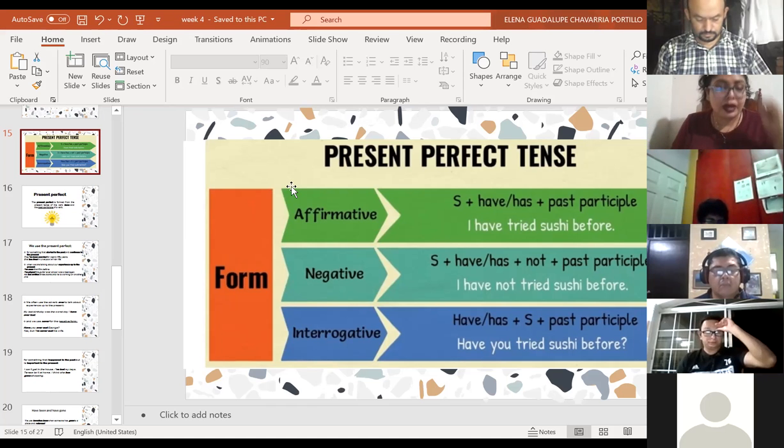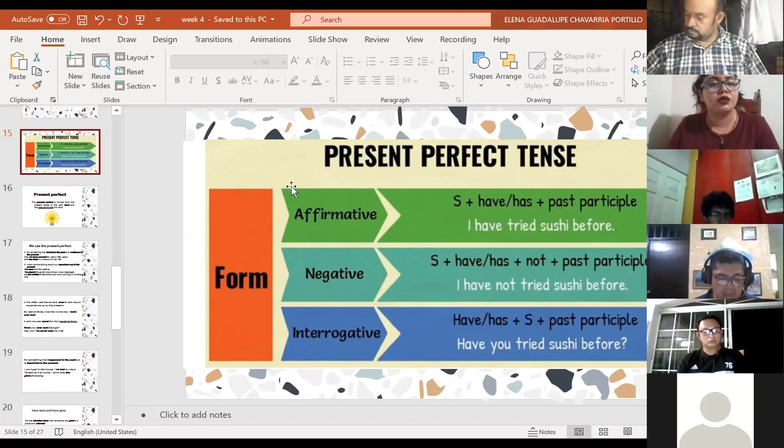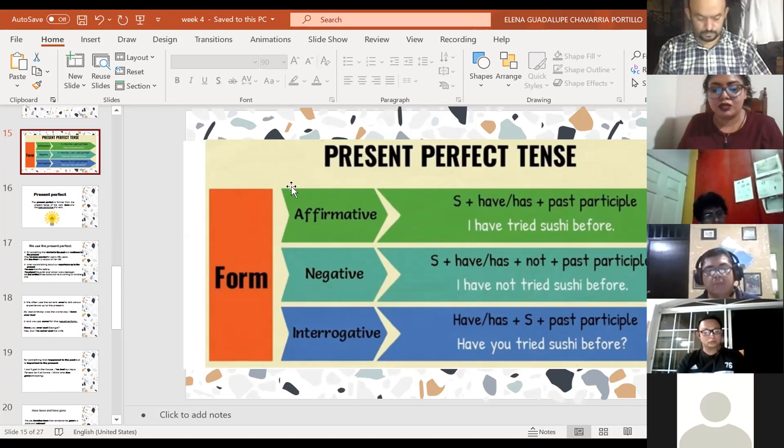Solo voy a pasar la lista porque vamos a resolver un par de ejercicios, en este tiempo que nos queda sobre el present perfect y el simple past. Vamos a ir viendo los ejercicios y resolviéndolos en el momento, con la ayuda de ustedes. Ustedes me van diciendo, y yo lo voy escribiendo en la pantalla para que lo vayan viendo. Muy bien, let's see.